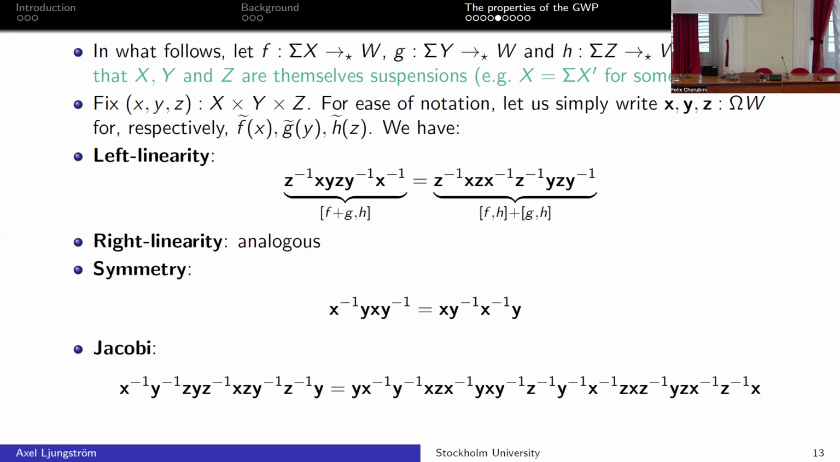Anybody else? I have a quick thing. So this proof you say is not the classical proof. And is this generalized Whitehead product something that's classically talked about, or is that also new?